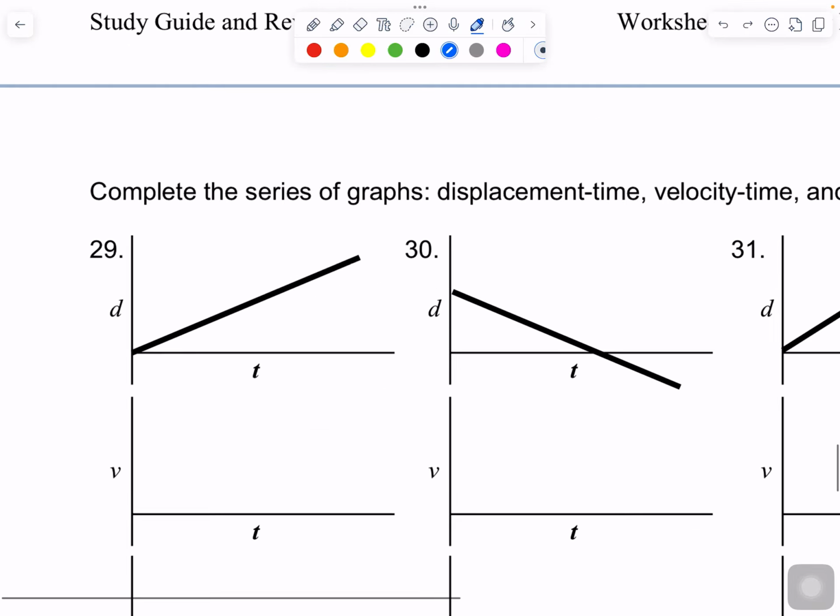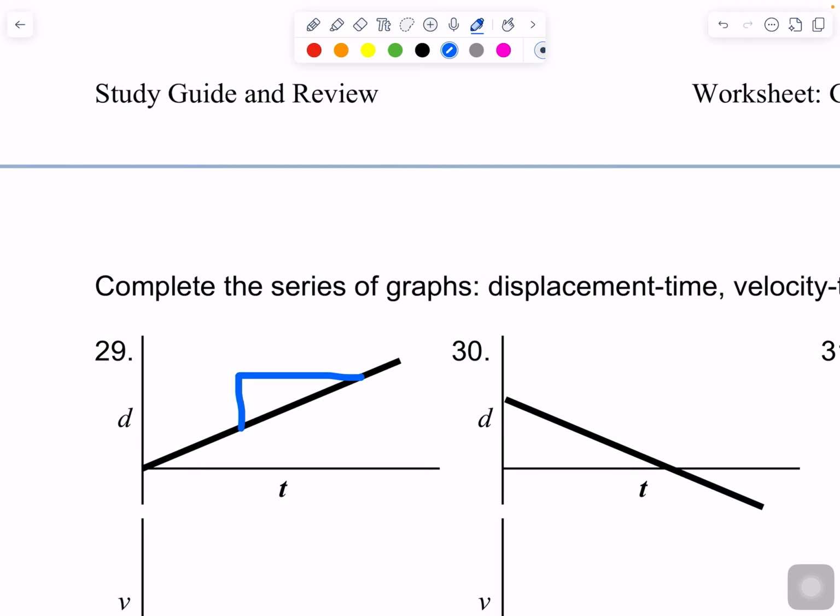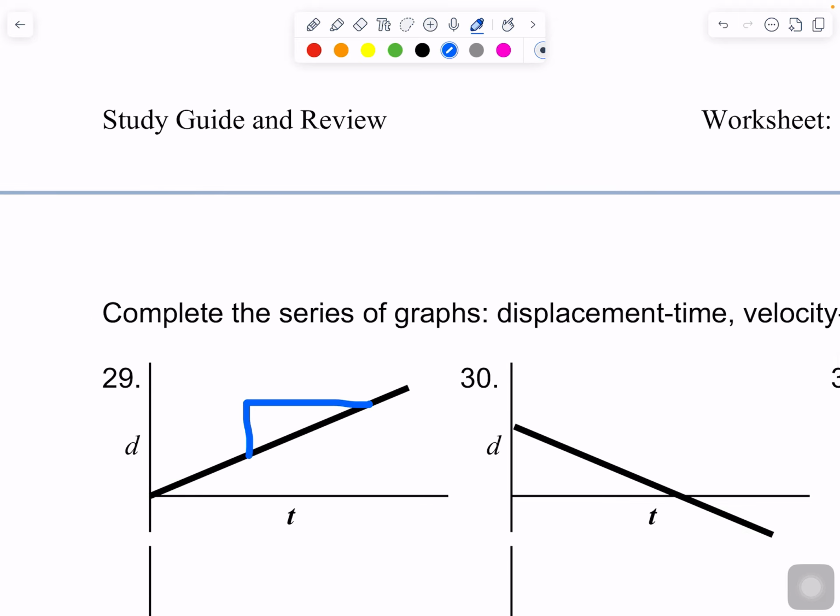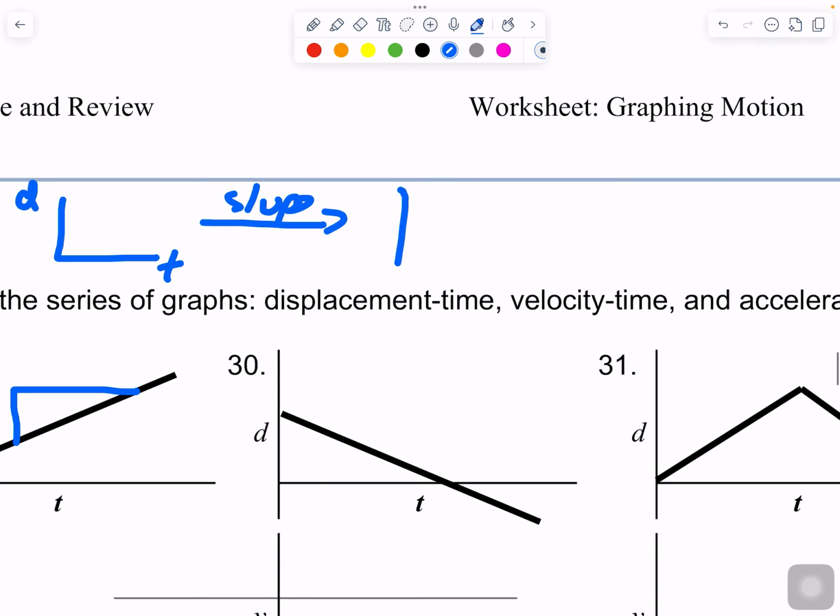All right, so what do we have in our first one? This is showing you a straight line. Remember, if you have a position time graph, so let's kind of draw this up. If I have a position time graph or a distance time graph, and I find the slope of it, I get velocity.